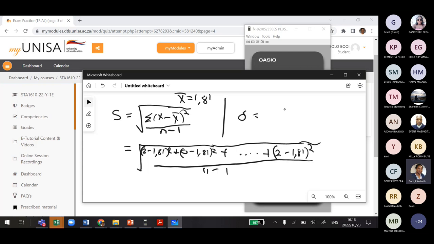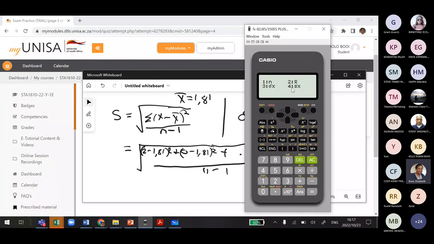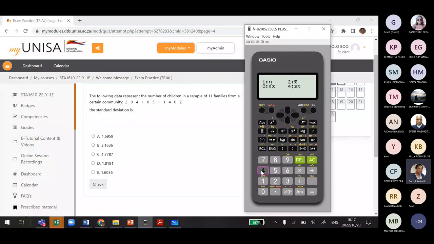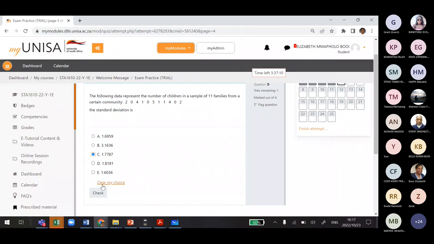Sigma equals the square root of the variance, which is the sum of your x minus your population mean, divided by capital N, which is the population. You can see that the only difference is the minus 1, right? So you need to pay close attention. Don't choose the incorrect one. So let's choose our standard deviation, which is 4 and equal. And the answer is option number C, 1.7787. Okay, I've done that for you.